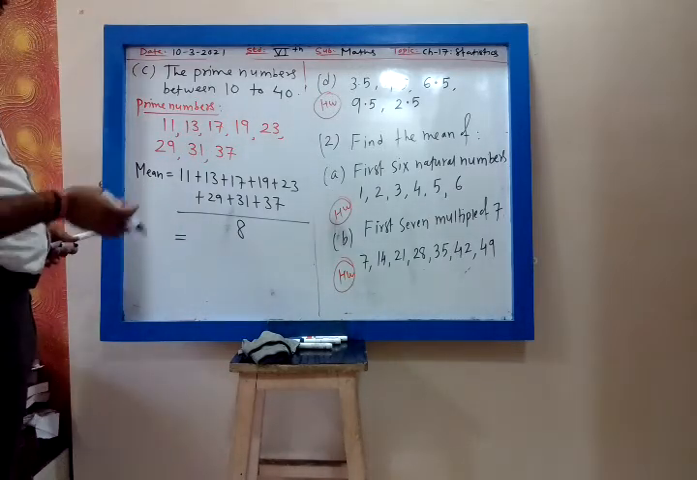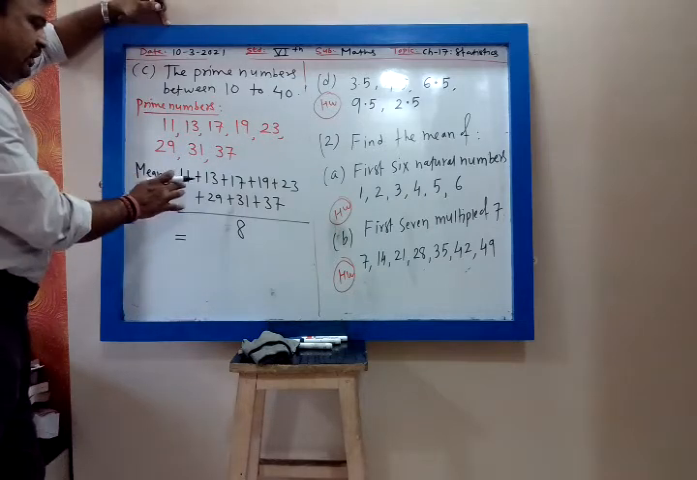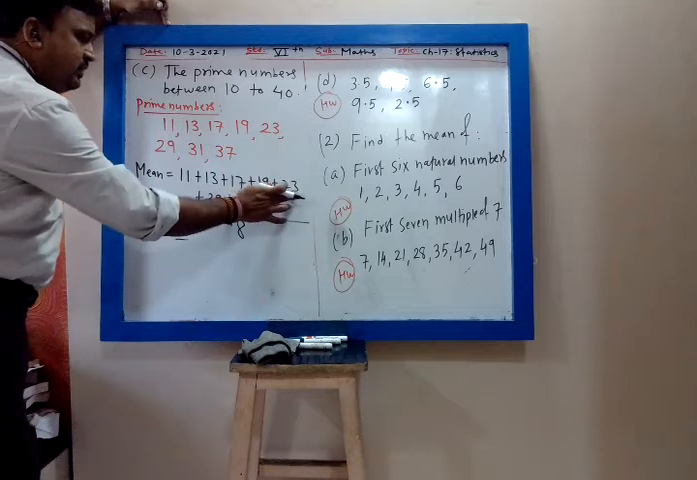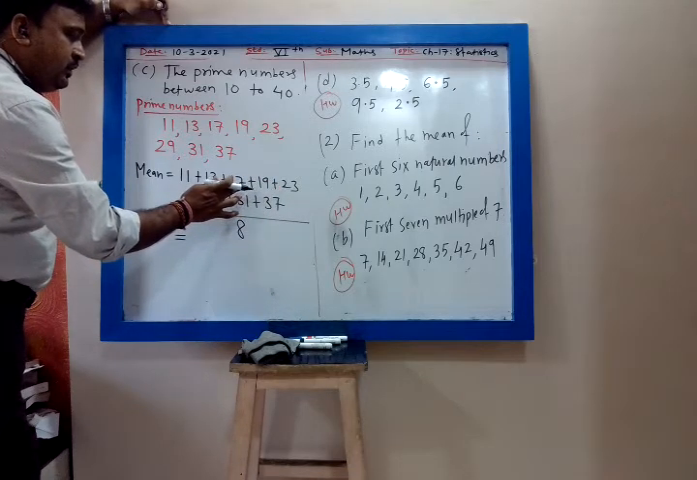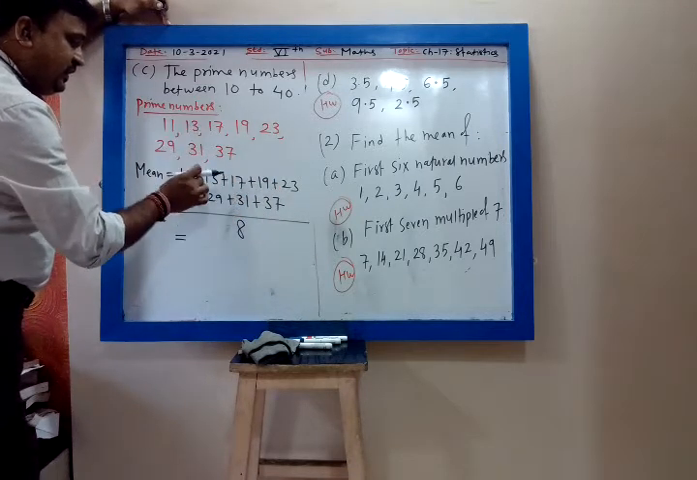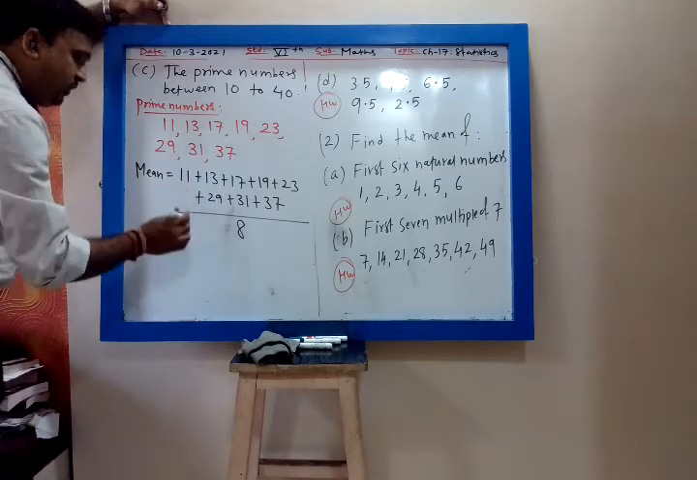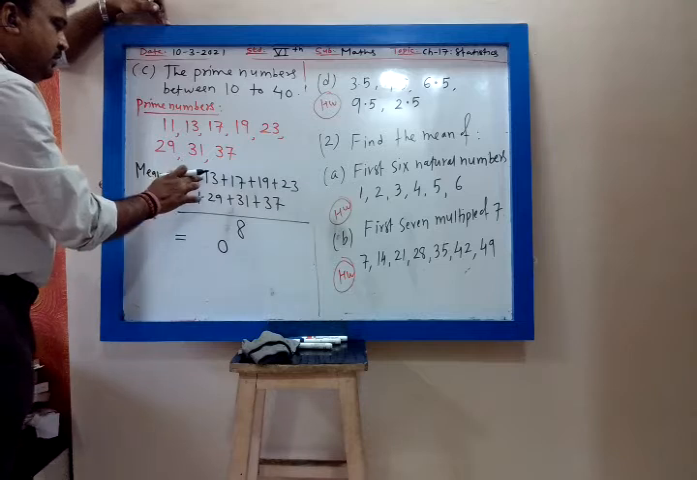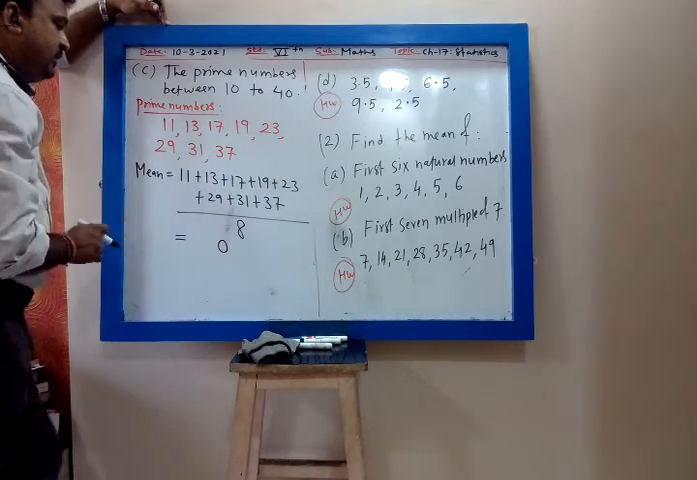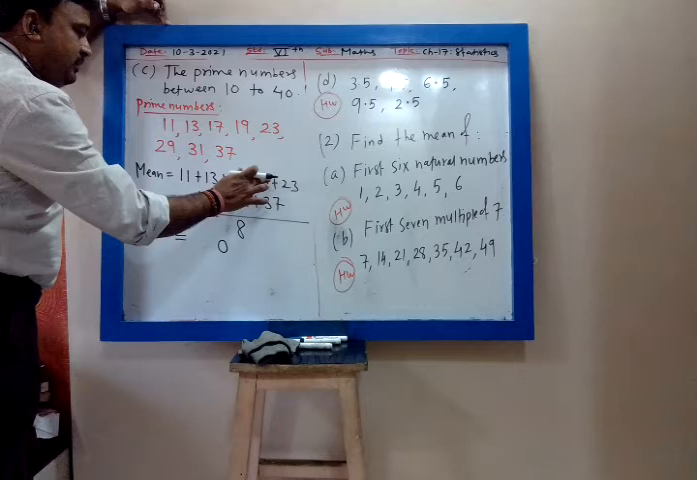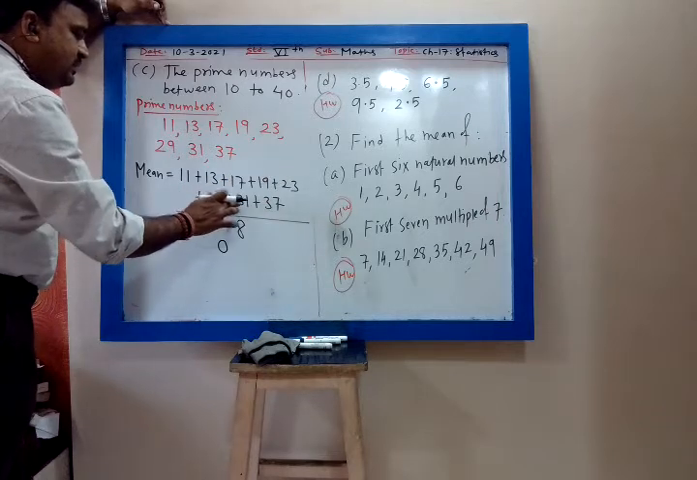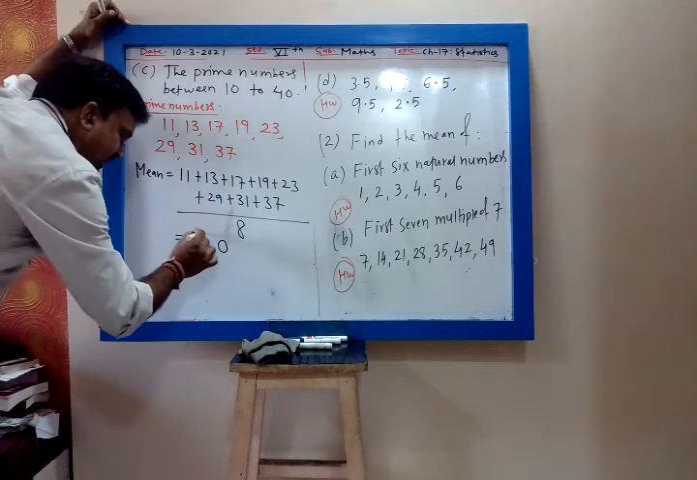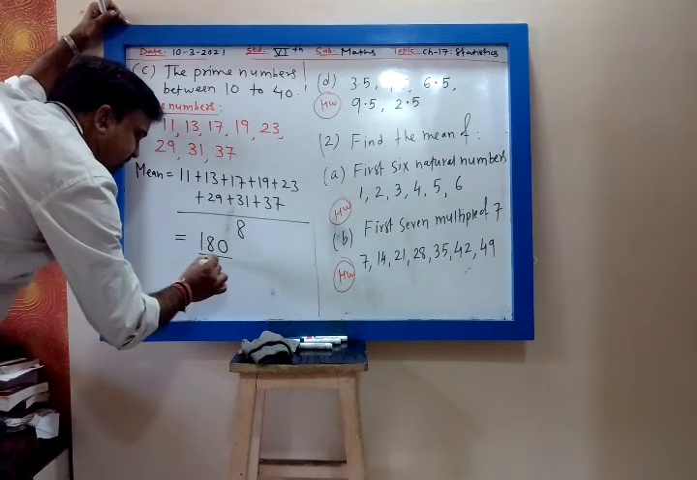First and second are easy, so that is why I had given homework. So now you add them. 7 plus 1, 8 plus 9, 17 plus 3, 20 plus 29, 29 plus 7, 36, 36 plus 3, 39, 39 plus 1, 40, then 4 plus 1, 5, 5 plus 1, 6, plus 1, 7, plus 1, 8, plus 2, 10, plus 12, 12 plus 3, 15, plus 3, 18. 180 divided by 8.